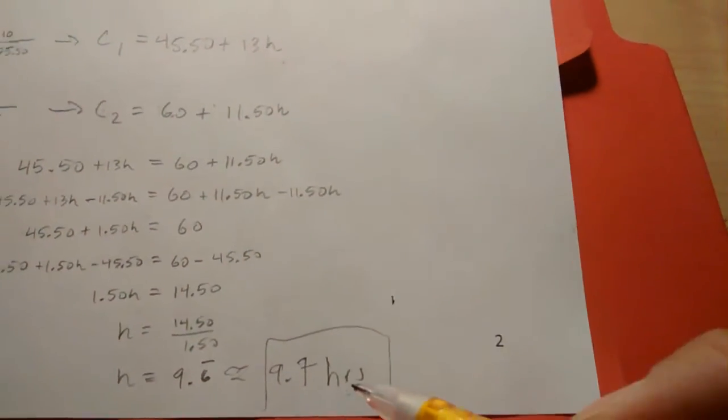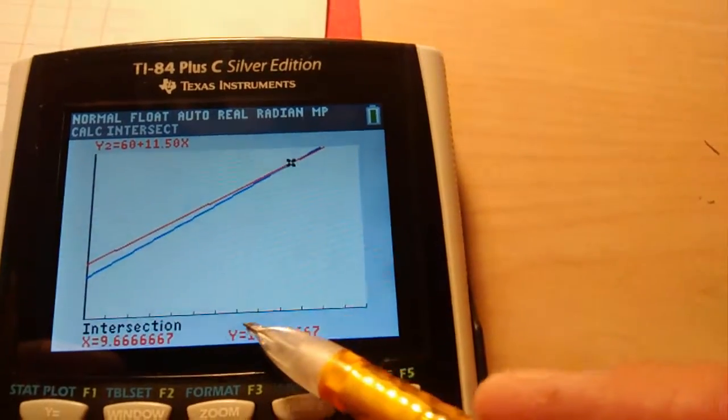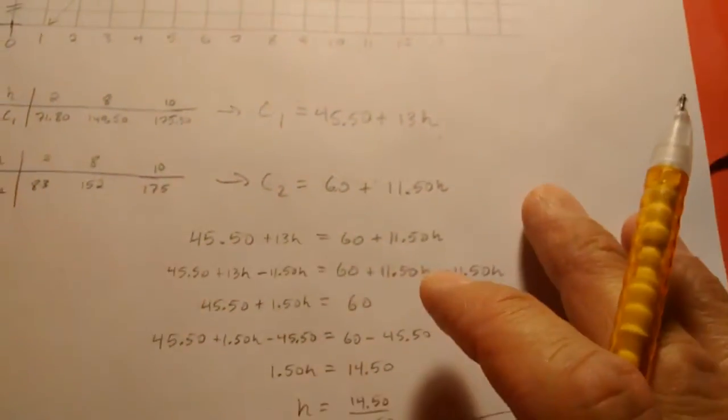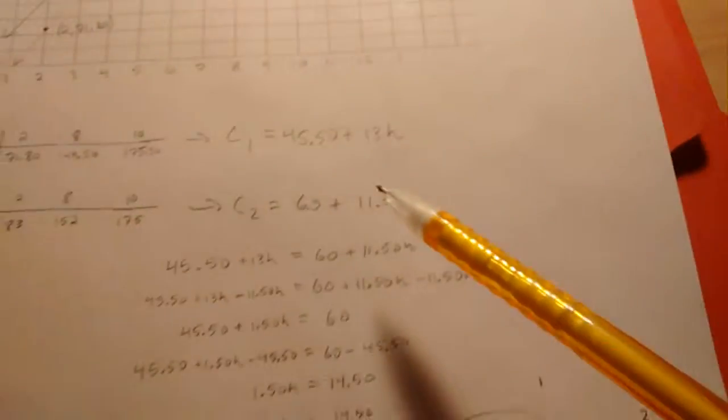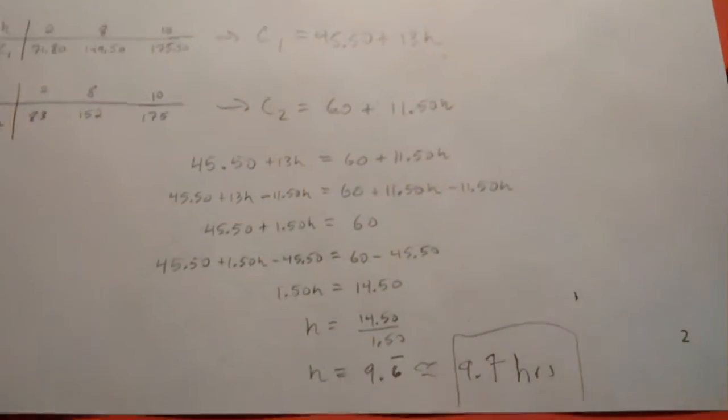So after that many hours. So again, this graphical method gives us an additional piece. It gives us the cost where they're equal. So hopefully that helps, and you'll be able to use this technique, both techniques, either the graphical technique using your calculator or the algebraic technique. Either way, whichever one you choose.